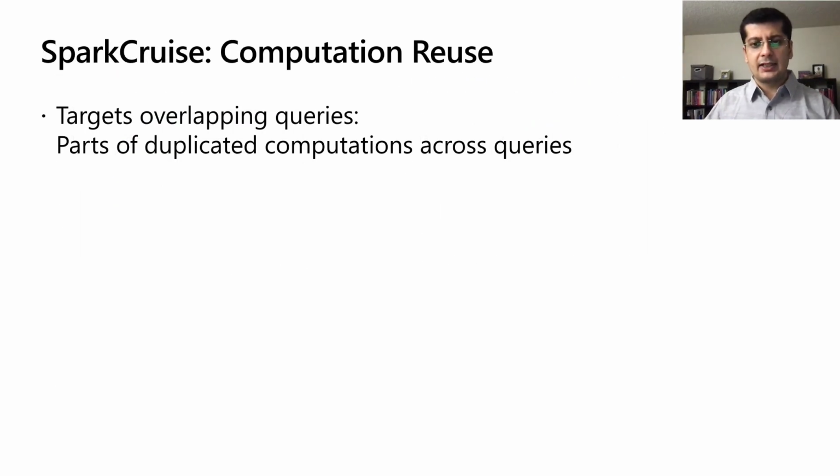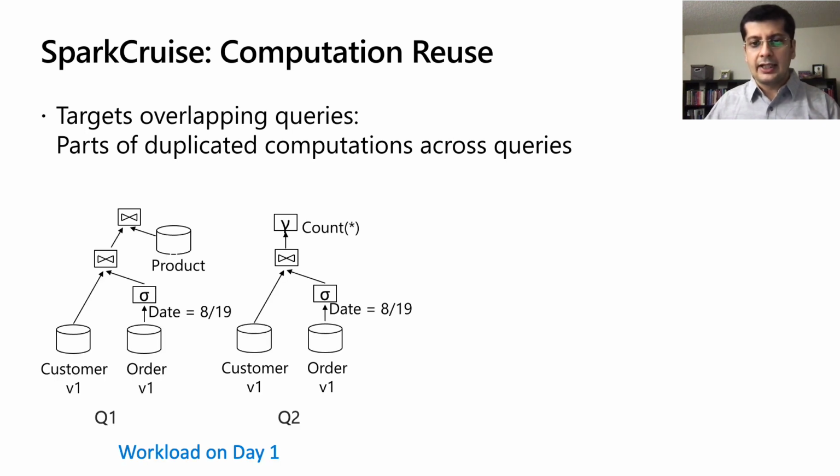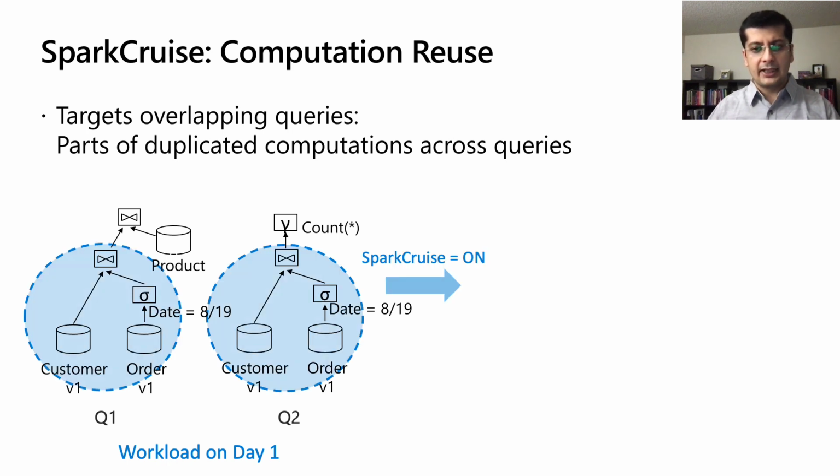Let us look at a specific problem of computation reuse in query workloads. In this problem, the parts of computation are duplicated across multiple queries. The automatic view selection, materialization, and reuse in SparkCruise works as follows. Consider the following 2 queries with a repeated join. SparkCruise can automatically identify common computations of high utility, such as this common join operator.